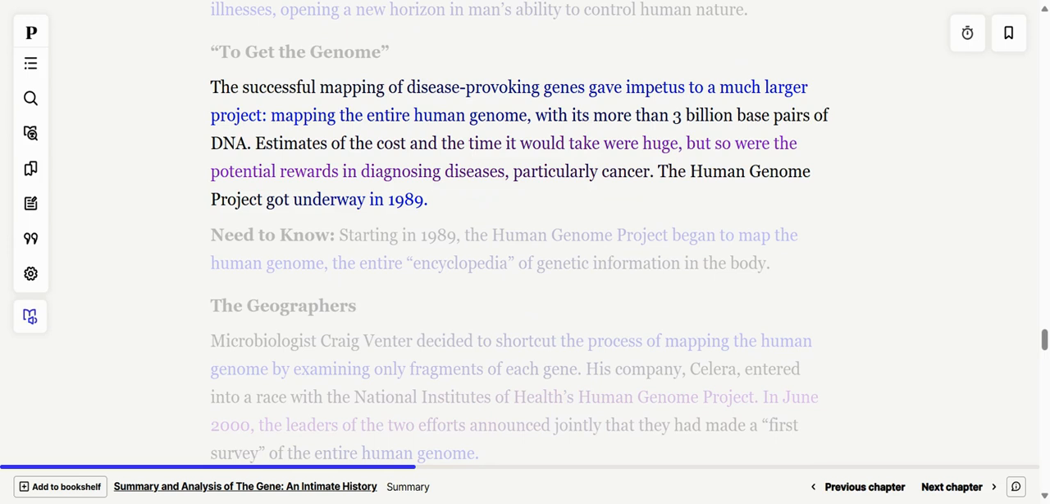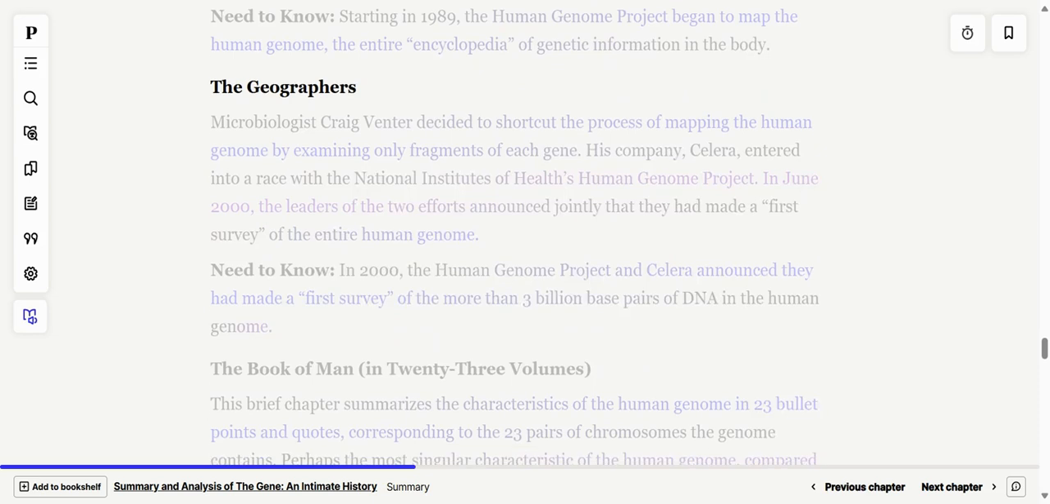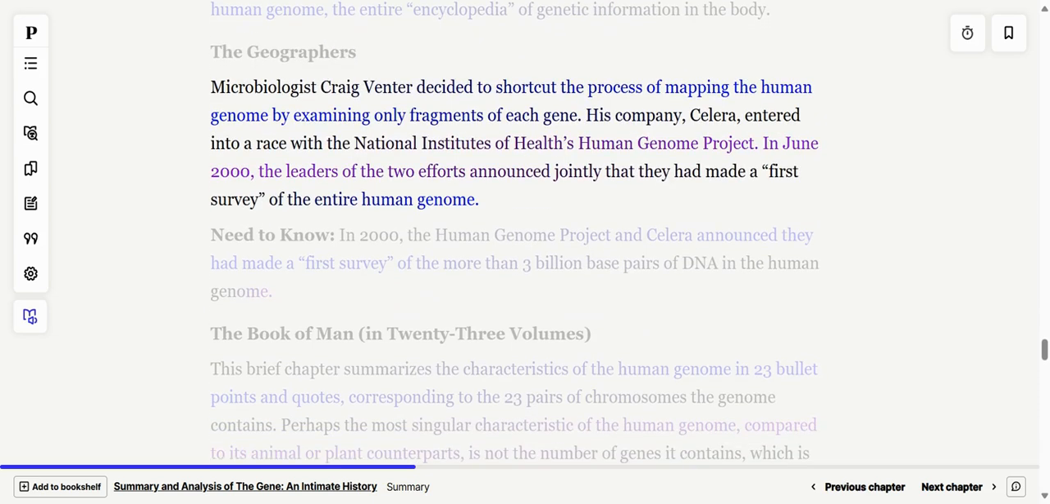The geographers. Microbiologist Craig Venter decided to shortcut the process of mapping the human genome by examining only fragments of each gene. His company, Celera, entered into a race with the National Institutes of Health's Human Genome Project. In June 2000, the leaders of the two efforts announced jointly that they had made a first survey of the entire human genome. Need to know: in 2000, the Human Genome Project and Celera announced they had made a first survey of the more than 3 billion base pairs of DNA in the human genome.